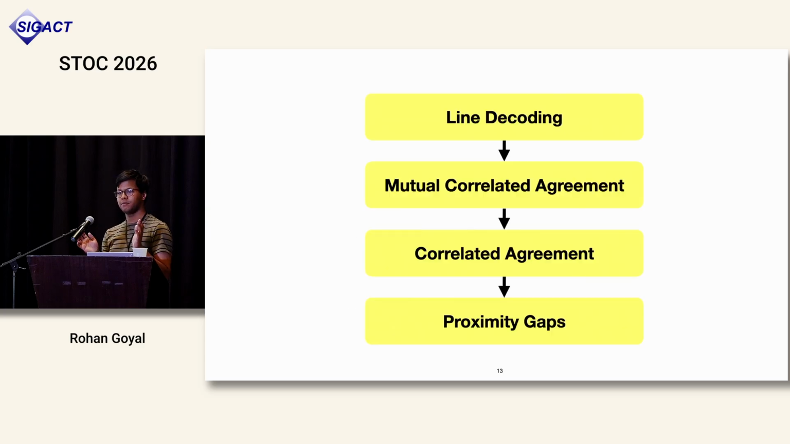So our main idea is that we come up with a different abstraction, which we call line decoding, which will imply some strengthening of correlated agreement that we have talked about, called mutual correlated agreement, which is something the practical cryptography people seem to care about, which will imply proximity gaps and correlated agreement and so on and so forth. So this is a much cleaner abstraction, to us.